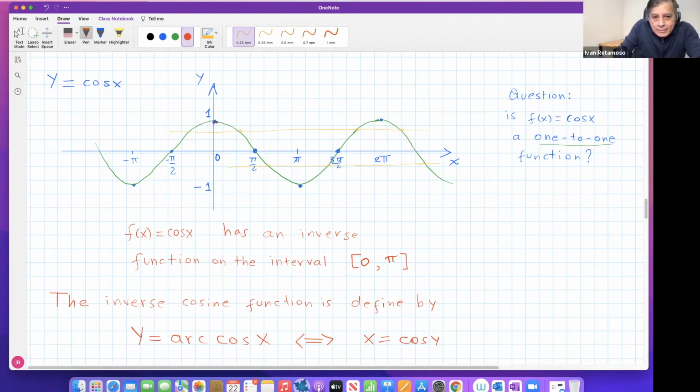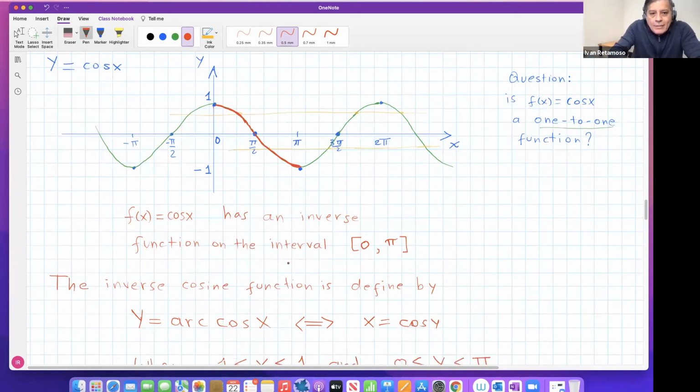Look, from here, from 0, down here, up to pi. Follow that, guys? Yeah, this red piece will pass the horizontal line test, right? Look, one point of intersection, no matter what horizontal line you draw, right? So this piece of the cosine function is one-to-one, so it can be inverted. So f of x equal cosine of x has an inverse function on the interval from 0 to pi, right? From 0 to pi here. Very good, guys.